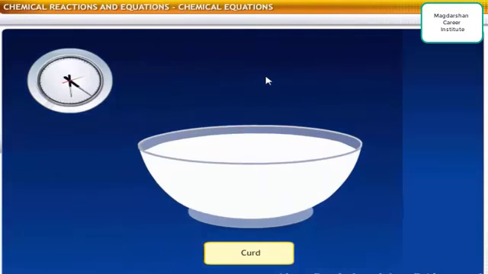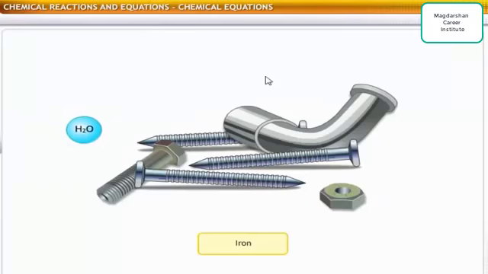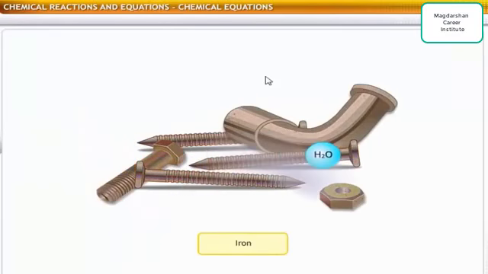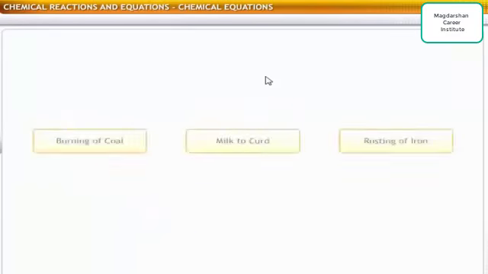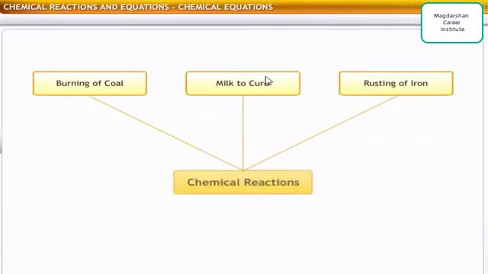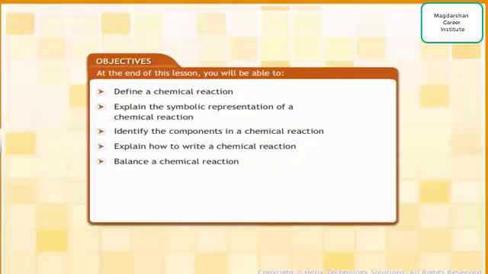Changing of milk into curd, and rusting of iron when exposed to moisture. All these changes are a result of chemical reactions. These chemical changes can be represented through chemical equations. In this lesson, you will learn about writing and balancing chemical equations.